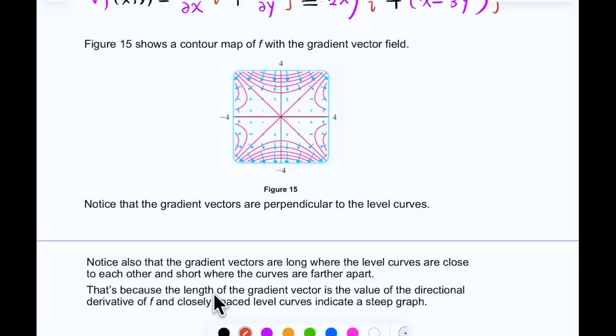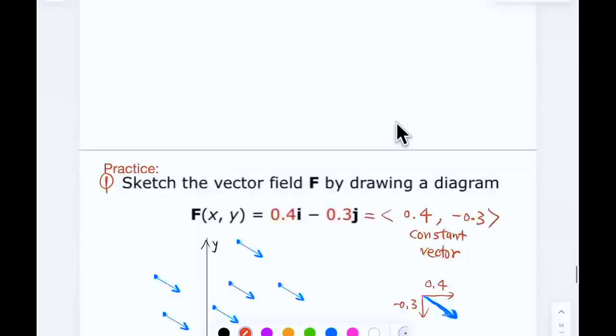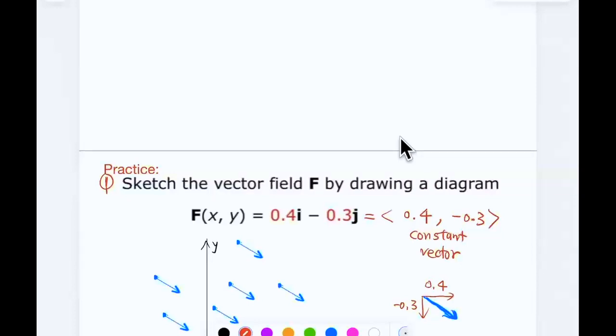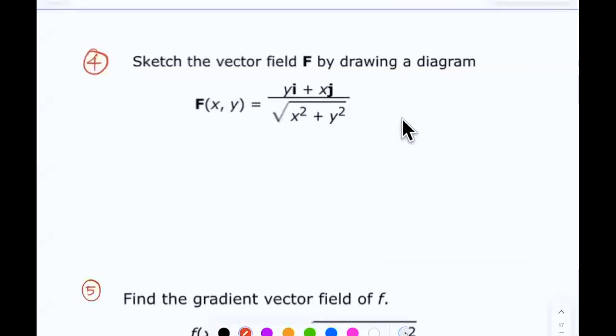Remember the directional derivative of f? The magnitude of that is the length of the gradient vector. Okay, so we're actually done with this section. Would you like to try some examples? Let's try number 4. Can you guys try number 4? This one has a lot of things. Let's try to do it together. What's the magnitude of this vector? Can you guys tell me?